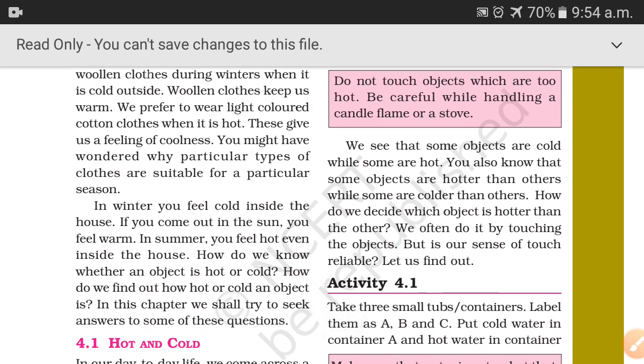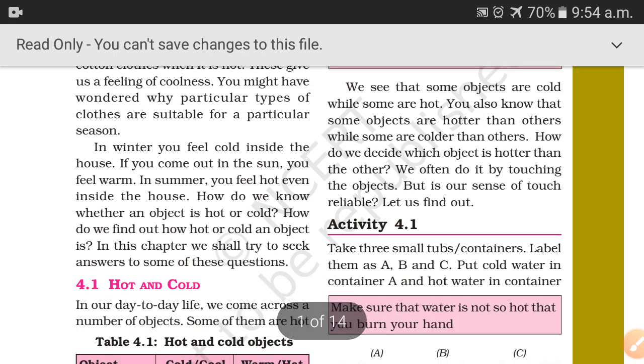In winter you feel cold inside the house. If you come out in the sun you feel warm, and in summers you feel hot even inside the house. How do we know whether an object is hot or cold? So in this chapter we will study all these questions.